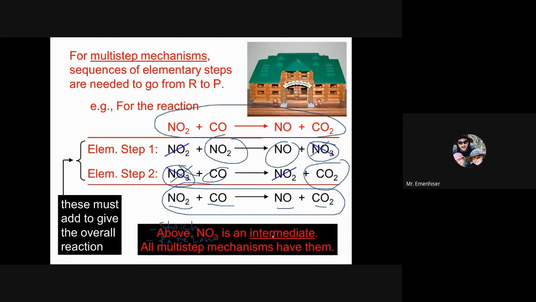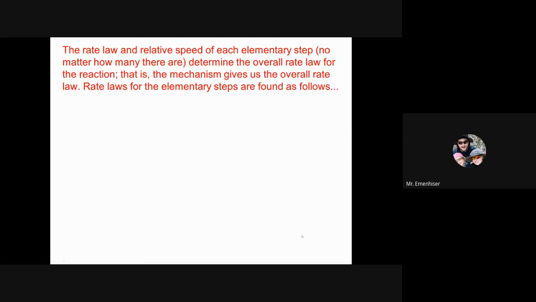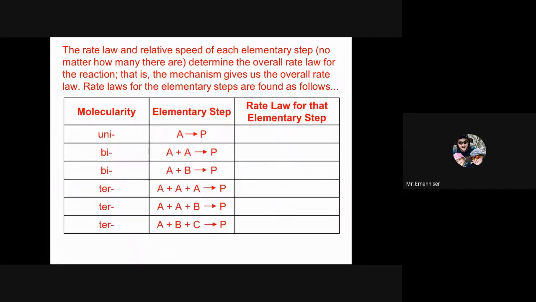All right, NO3 is an intermediate, and all multi-step mechanisms have them. There's usually intermediates. Okay, the rate law and relative speed of each elementary step, no matter how many there are, determine the overall rate law for the reaction. That is, the mechanism gives us the overall rate law. Rate laws for elementary steps are found as follows. All right, so here is our molecularity. Uni, so this is A, so there's only one thing breaking down, so that's unimolecular.